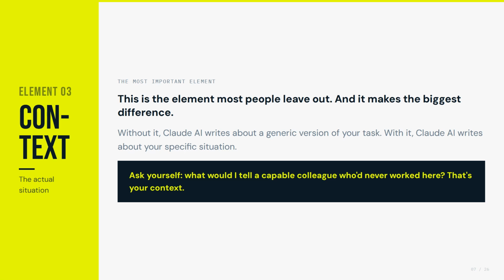Here's how to think about what context to include. Ask yourself, what would I tell a capable colleague who'd never worked in my organization if I was asking them to help me with this task? The answer to that question is your context. You'd tell them what happened. You'd tell them the relevant history. You'd tell them what's at stake. You'd tell them anything unusual about the situation that affects how to handle it. That's exactly what Claude AI needs. You don't need to write an essay. 3 to 5 sentences of specific, relevant context is usually enough to transform the output.